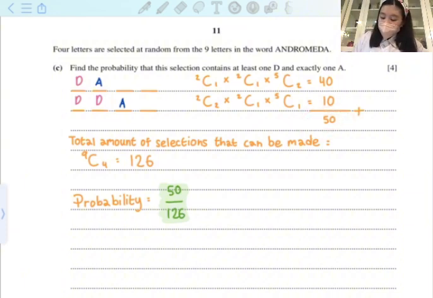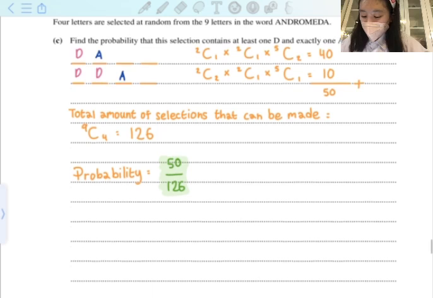The total amount of selections that can be made would be 9 choose 4, which equals 126. So out of the 9 letters of Andromeda, you choose 4 of them. The probability of this selection containing at least 1 D and exactly 1 A would be 50 divided by 126, as 50 is the amount of ways that fulfill the requirements and the total amount is 126.